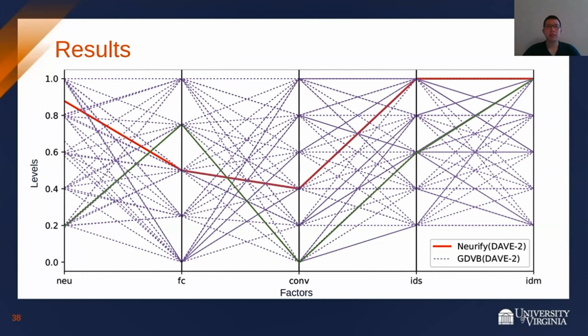The purple dotted lines show the combinations of factor levels of the problem instances in the benchmarks generated by GDVB. For example, the green line shows a benchmark problem with 20% neurons, 3 fully connected layers, no convolutional layers, 60% input domain size, and the same input dimensions as the seed network. The red dotted line is a test case used in the Neurify paper. You can see that our approach can generate much more systematic and diverse benchmarks.